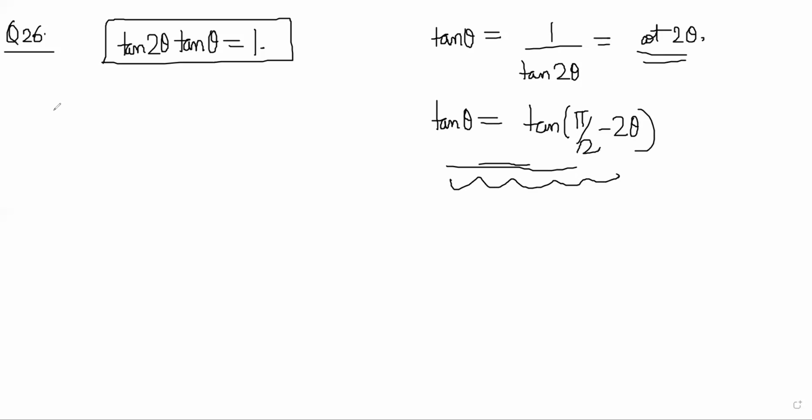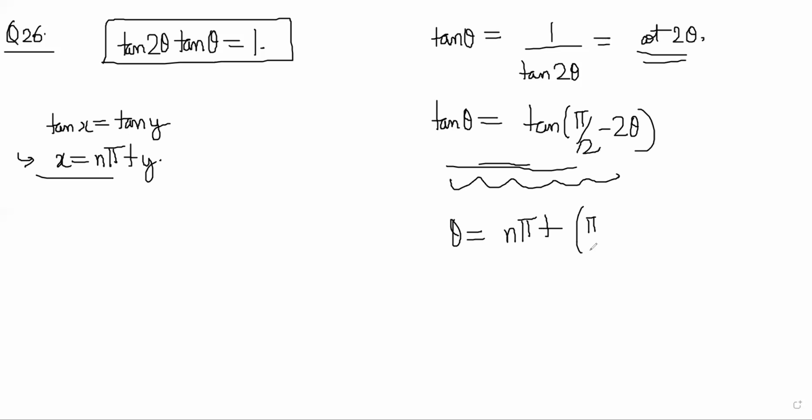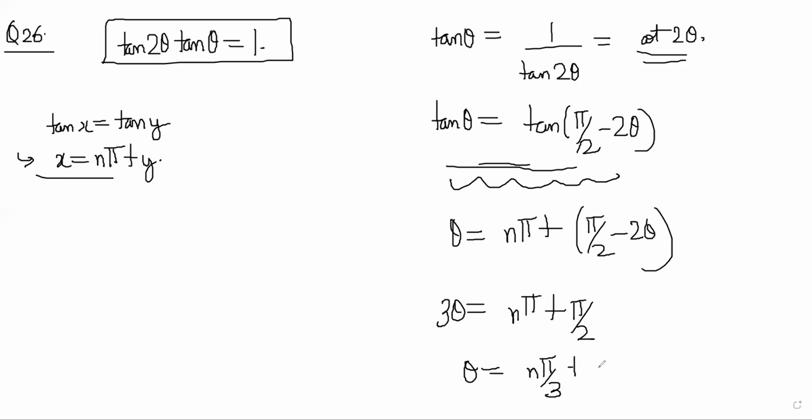Tan x is equal to tan y. That is my form when I have the general result, right? You have x is equal to n pi plus y. So this will be written as theta is equal to n pi plus pi by 2 minus 2 theta. Then you can get 3 theta is equal to n pi plus pi by 2. So therefore theta will become n pi by 3 plus pi by 6, where n can be any integer. That is the answer.